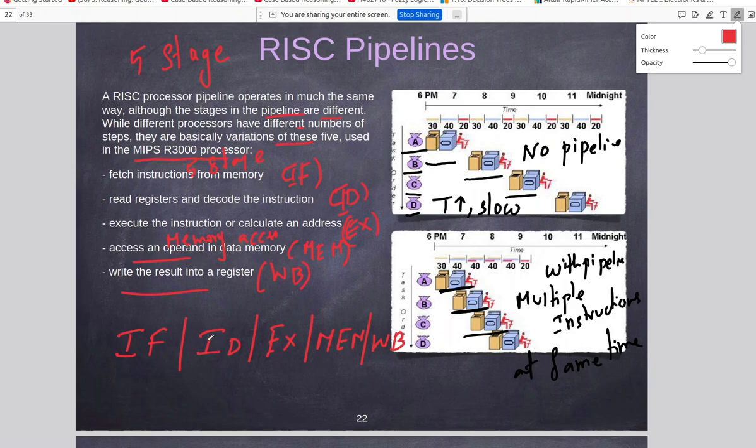So can you tell me what all the stages are? Instruction fetch, then instruction decode, then execute, memory, and write back actually. WB means write back. So you can remember this shortcut.